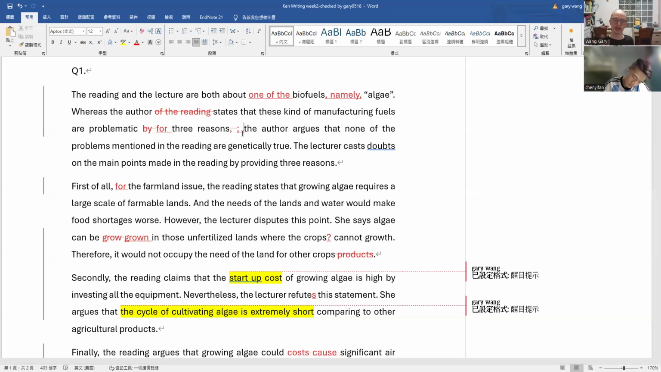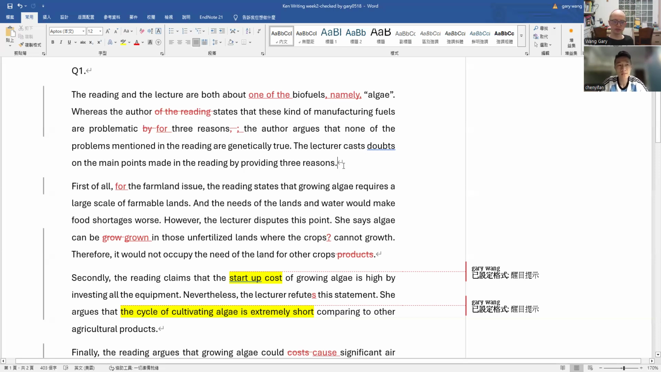Usually Taiwanese students are not familiar with the semicolon. So it's normal, but you need to get used to it if you are writing TOEFL IELTS writing. And for the second sentence, there's no problem. However, you need to change the punctuation. And the lecturer casts doubts. No problem here. It's a software problem. And the main point made in the reading by providing three reasons.